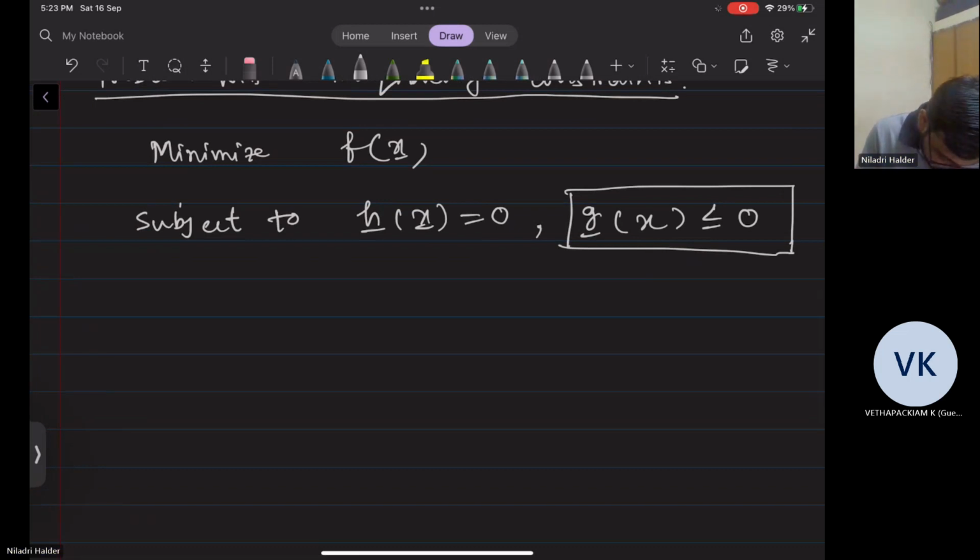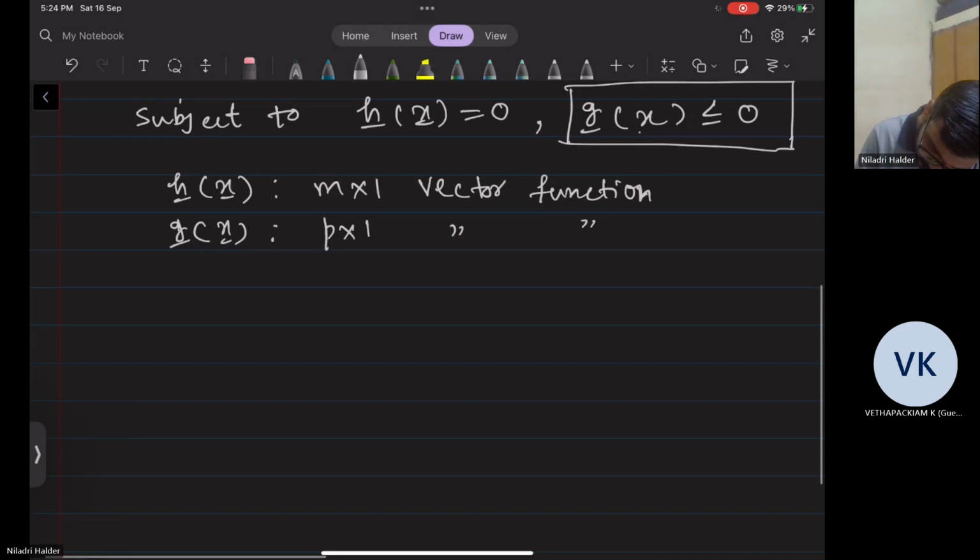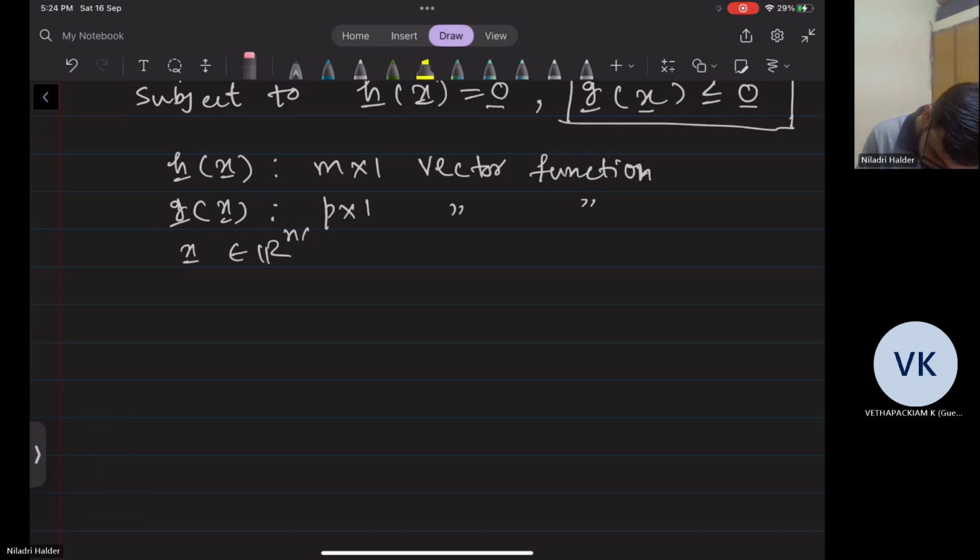Now where h(x) is an m cross 1 vector function, g(x) is a p cross 1 vector function, and x belongs to R^(n cross 1).